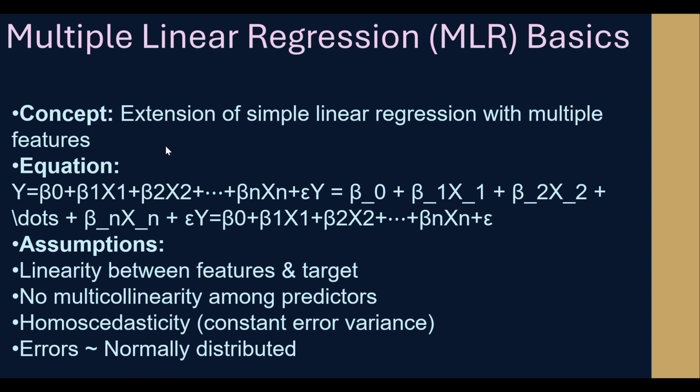There are some assumptions. The assumptions are linearity between the features and the target, no multicollinearity among the predictors, and the errors are normally distributed. Okay, so let's understand it in detail in the notepad.